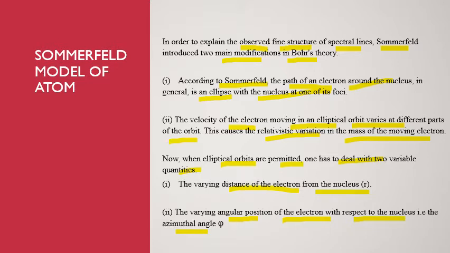So he gave the concept of the suborbits or subshells, and the path is defined as elliptical also, which was not explained by Bohr. Bohr was assuming that the electron has a fixed velocity and is revolving around a circular path.